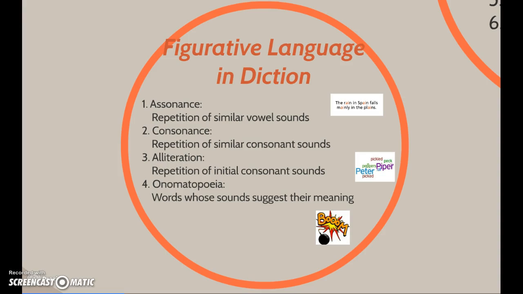Alliteration is the repetition of initial consonant sounds. For example, Peter Piper picked a peck of pickled peppers. Onomatopoeia are words whose sounds suggest their meaning. For example, pop, boom, chirp.